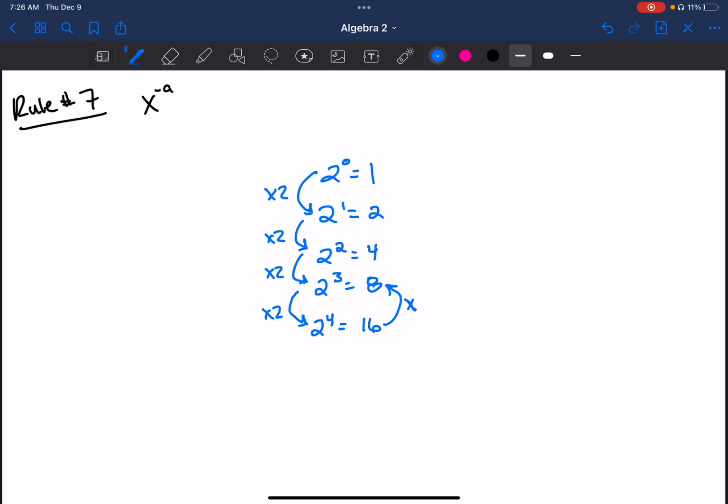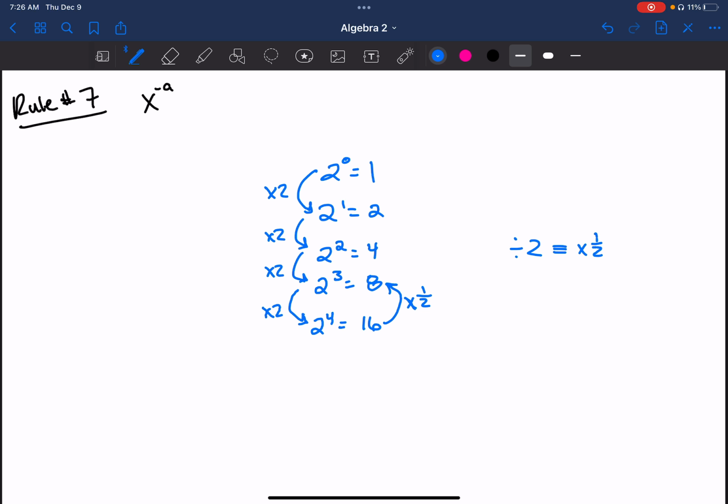Whenever you're dividing by something, so in this case, we're dividing by 2, well, division by 2 is equivalent to multiplying by the reciprocal. So we're multiplying by 1 over 2, the fraction 1 divided by 2. So we're multiplying by 1/2. Multiplying by 1/2. Multiplying by 1/2. And multiplying by 1/2.